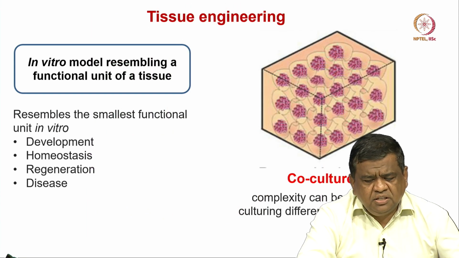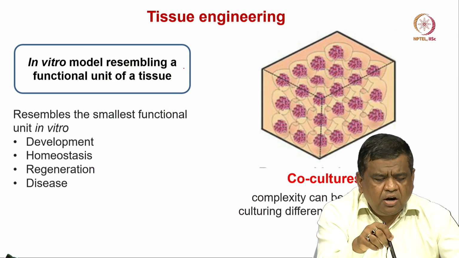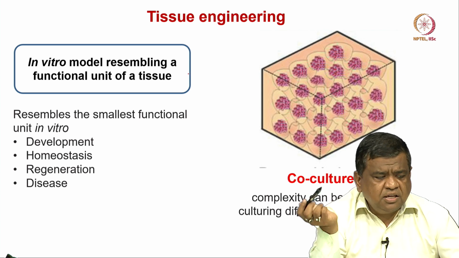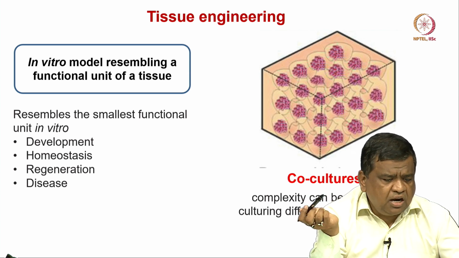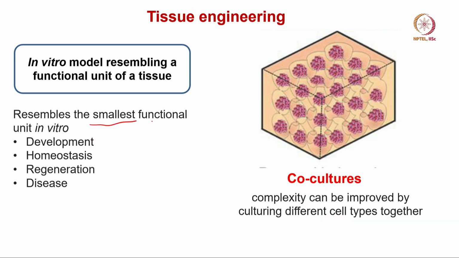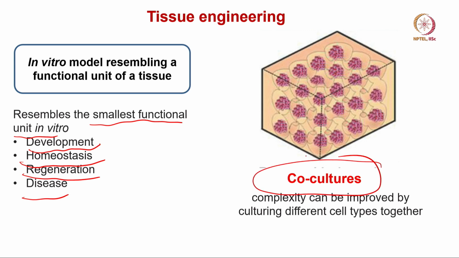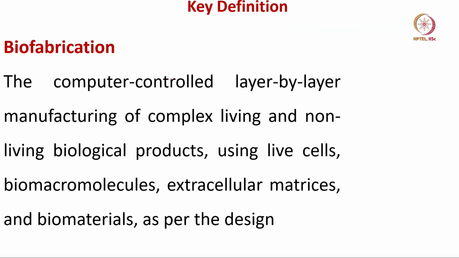So, this is just to show in vitro models. In vitro means experiments which are conducted using glassware, and this resembles the smallest functional unit of in vitro. You can do developmental studies, homeostasis, regeneration, and disease studies. So, it is just to show co-culture. Co-culture essentially means two different types of cells are being cultured simultaneously in the same culture platform to resemble the functionality of a tissue.